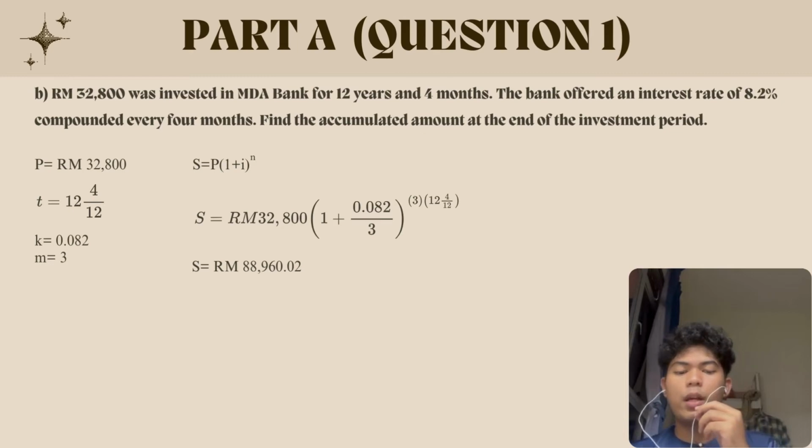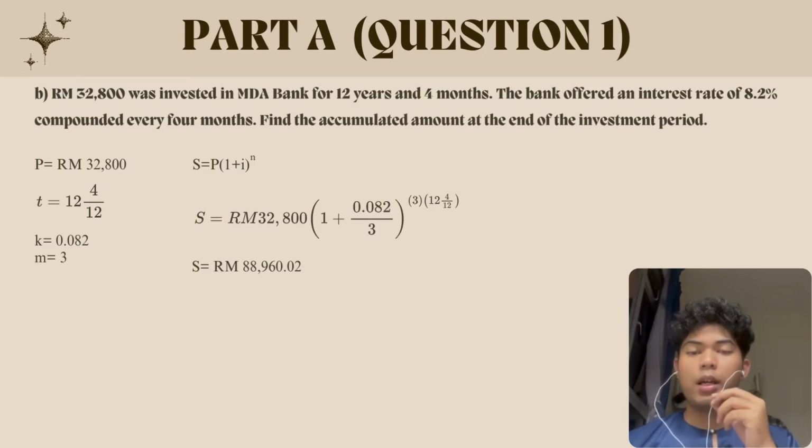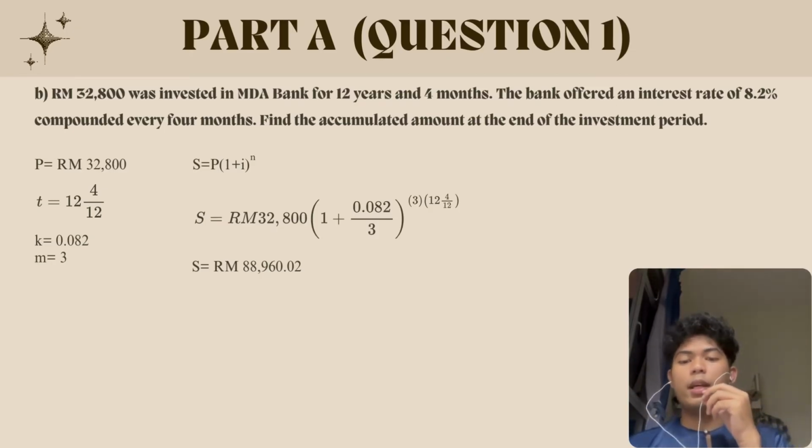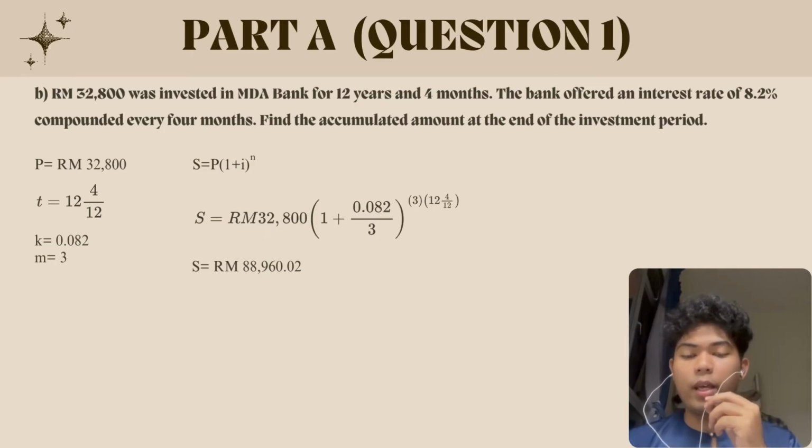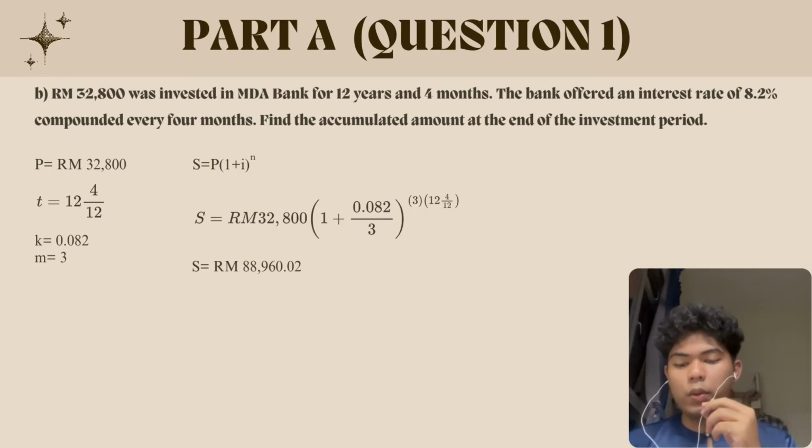So this question wants us to find the accumulated amount at the end of the investment period. They already give the P, which is RM32,800, the T is 12 4/12, K is 0.082, and the M equals 3. We need to use the exact formula, which is S equals P(1 + i) to the power of N.